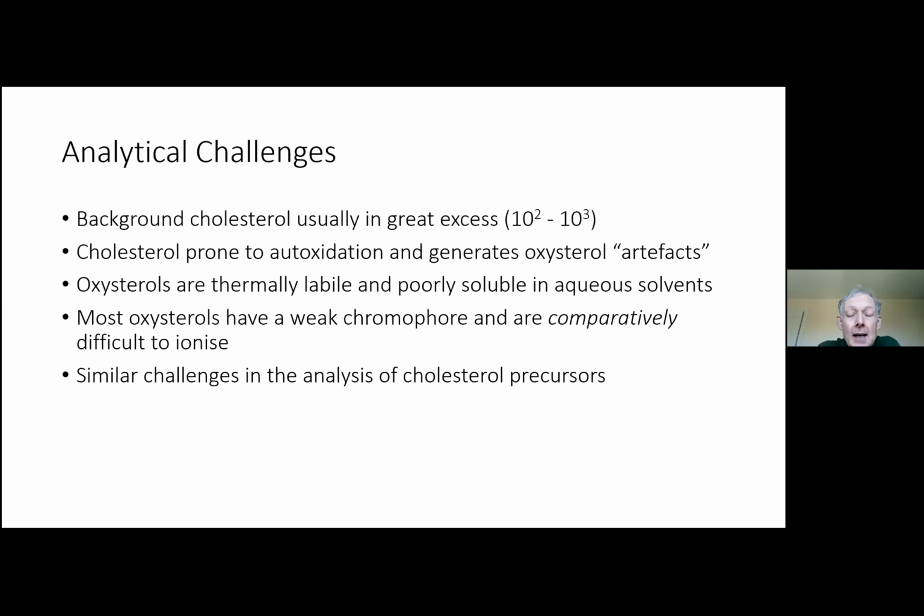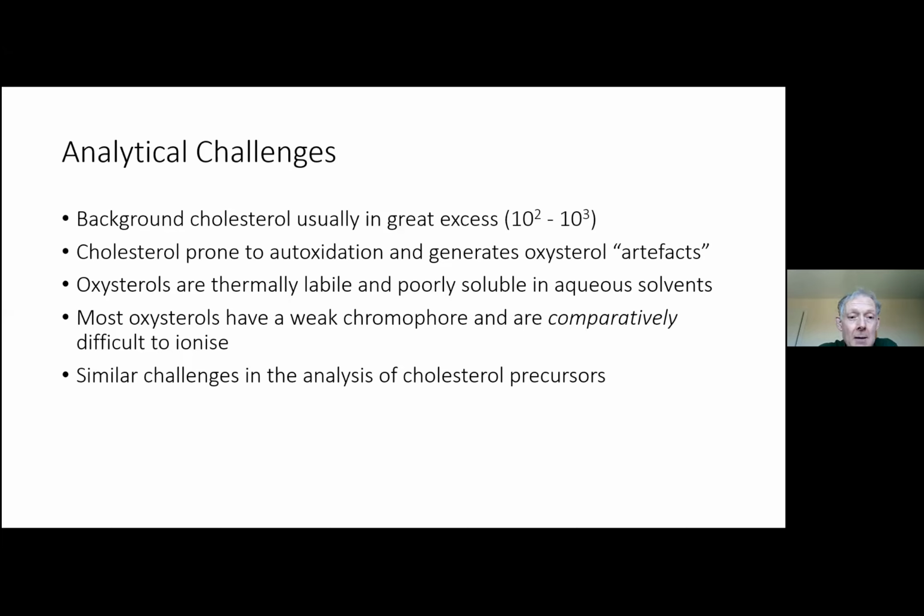However, when we analyze oxysterols, and this is also true for all sterols other than cholesterol, they're present in essentially all samples against a very great background of cholesterol. There's usually more than 1,000 times more cholesterol than any particular oxysterol. So that's an analytical problem in itself. What's more, the biggest problem really is that cholesterol is prone to autooxidation and generates oxysterol artifacts.